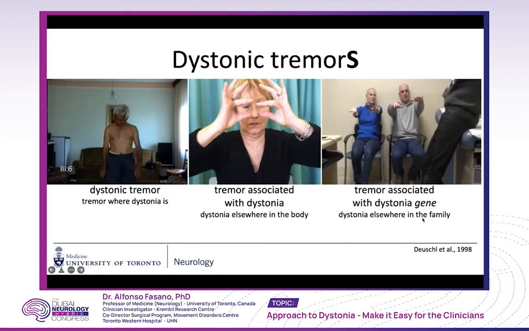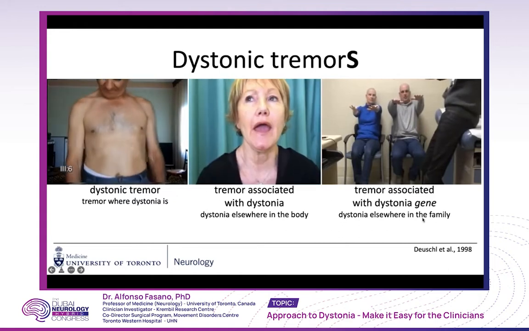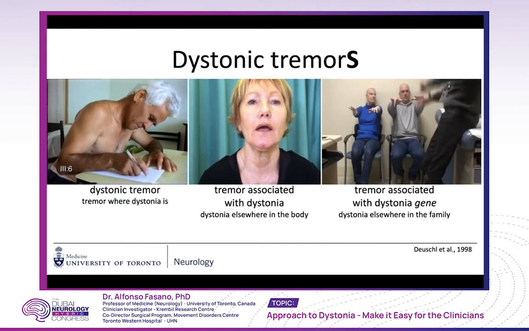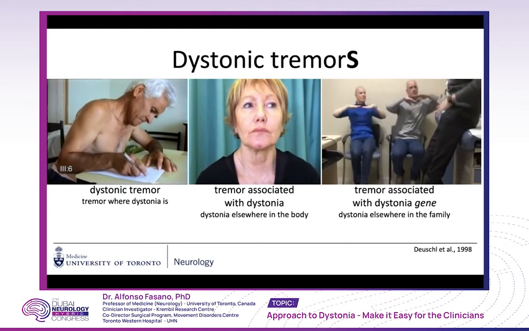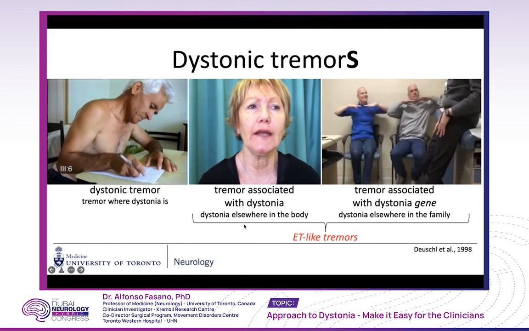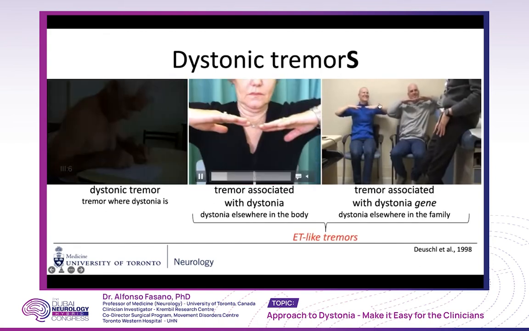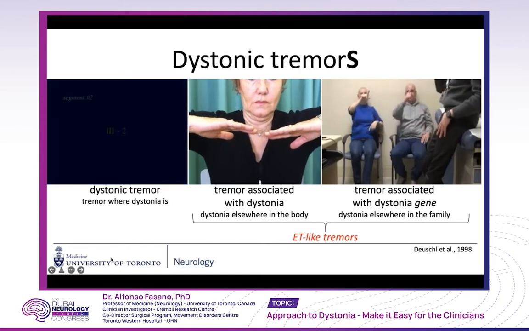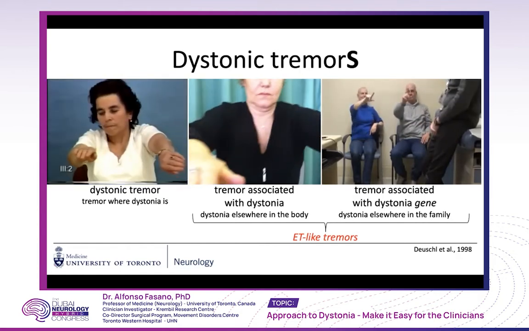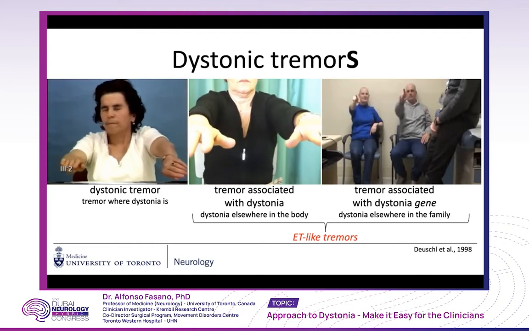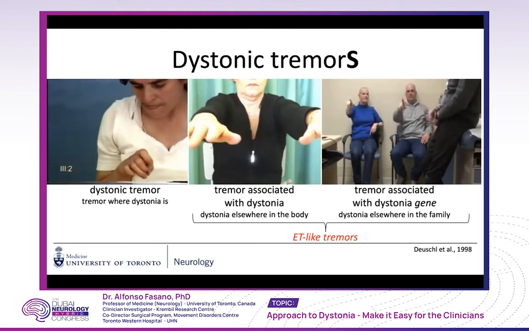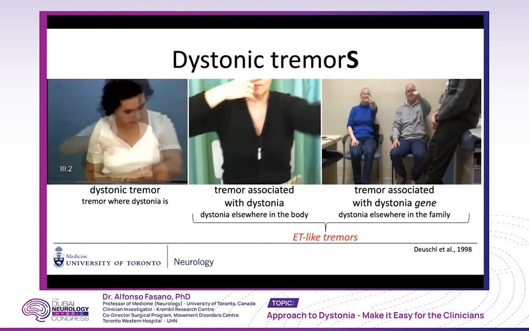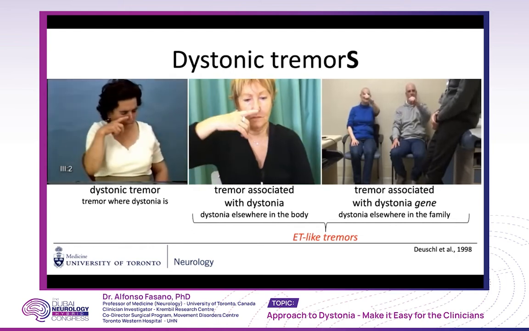And what you see here on your right has been called in the past tremor associated with the dystonia gene, because the patient has tremor that looks like essential tremor, actually, and dystonia is present in someone else in the family. And as I mentioned already, these two types of tremors are actually called sometimes ET-like tremors. ET stands for essential tremor, because they are very similar to what you see in essential tremor and respond to the same medication, sometimes even to alcohol, even though we don't think this is essential tremor, because we know that this tremor has something to do with dystonia.